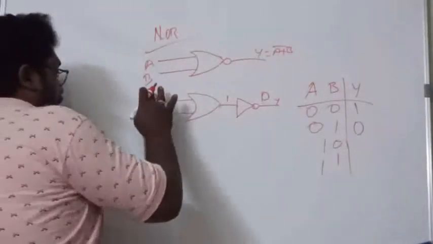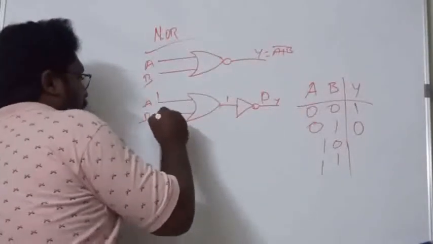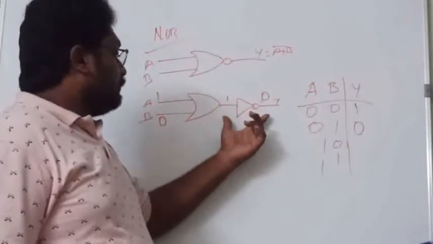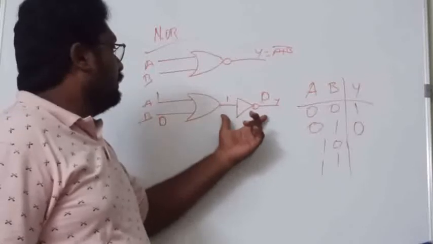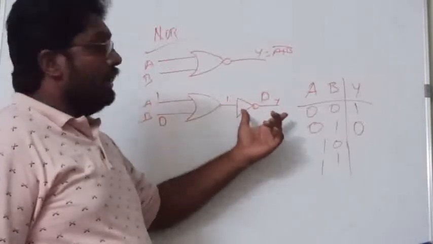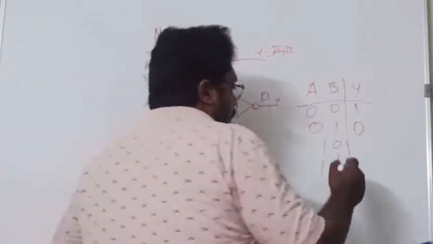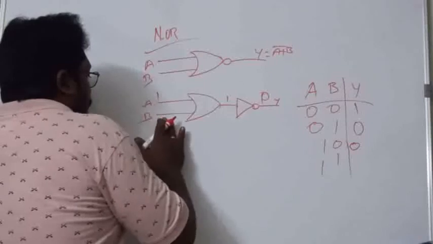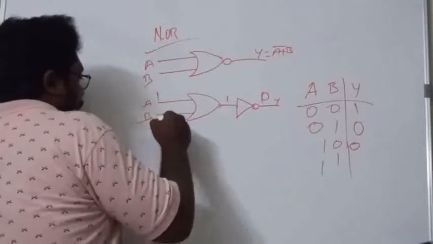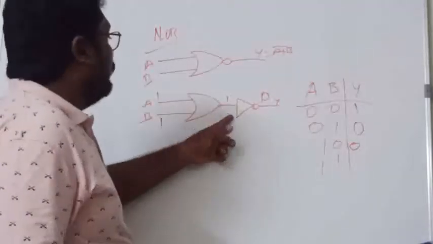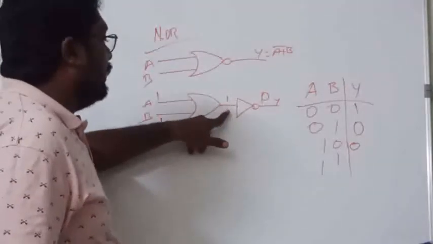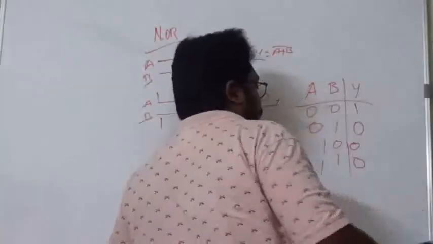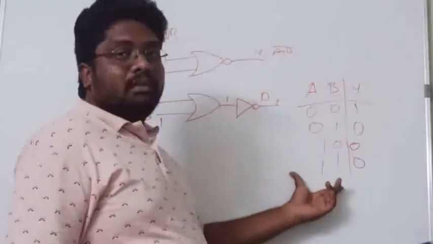And the third case is that A = 1, B = 0. The output for the OR gate is 1. If the input to the NOT gate is 1, the output will become 0. And the final possibility is that I take both ones as input; the output of the OR gate will be 1. With 1 as input to the NOT gate, the output will become 0. And this is the truth table for the NOR gate.